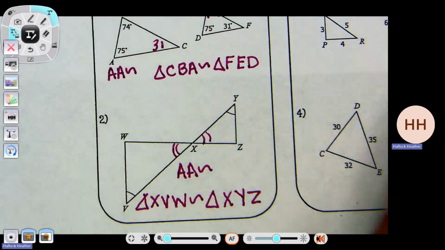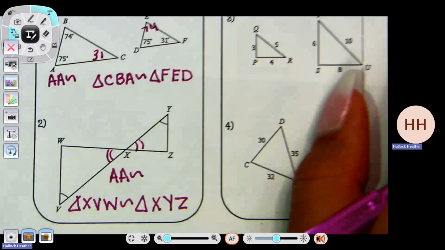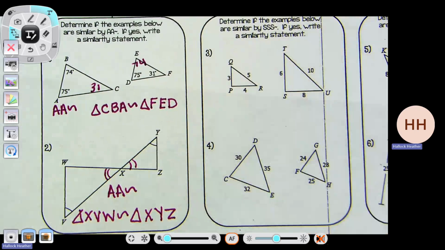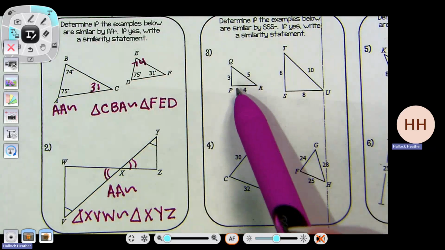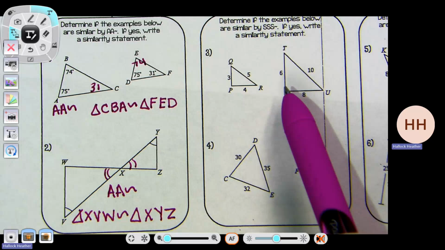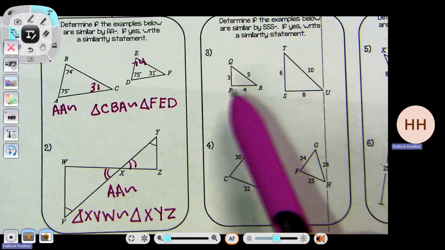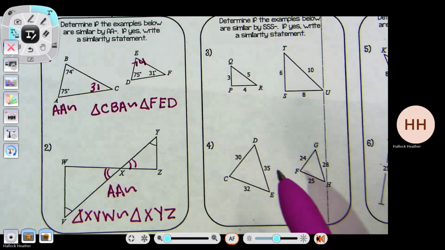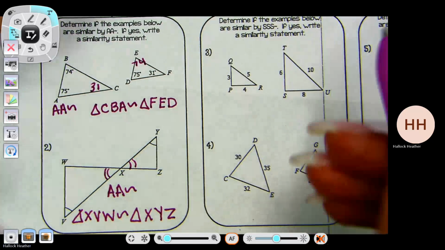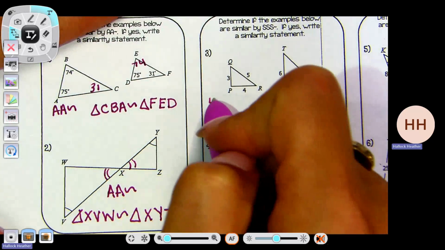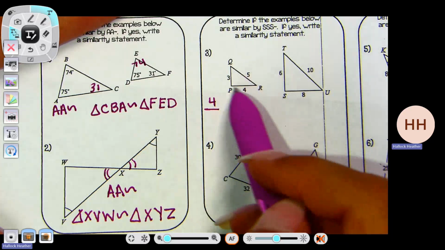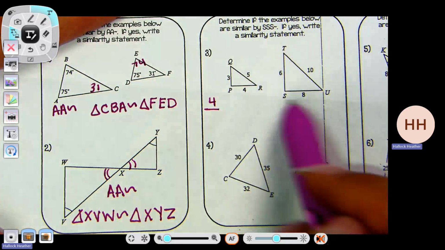Now let's go to side, side, side. Side, side, side similarity is for when you're only having sides. So if I have all 3 sides and all 3 sides, then I can say that it's side, side, side, but I have to see if it's proportional. So if I pick something on the small triangle, what do you want to pick? 4. 4 is the middle number. It's the middle size. That's going to match with 8.